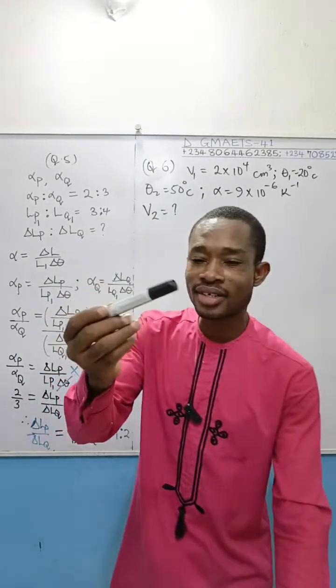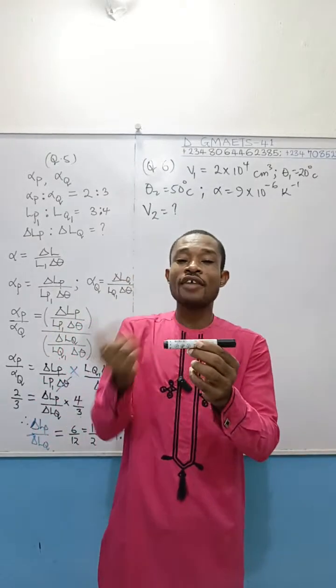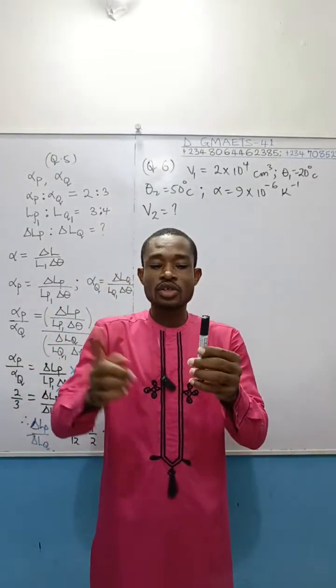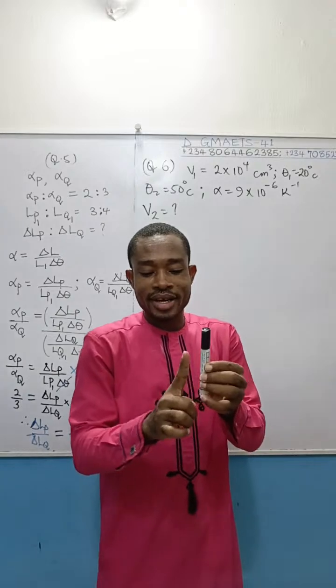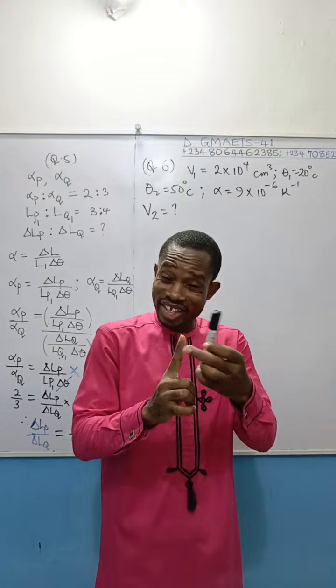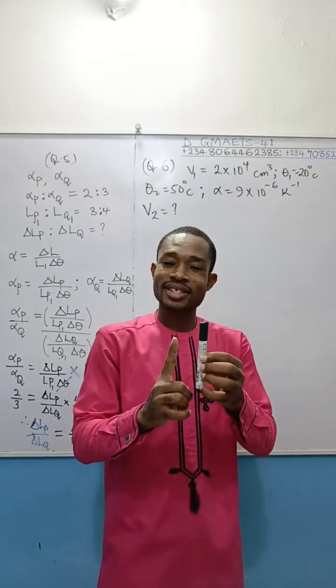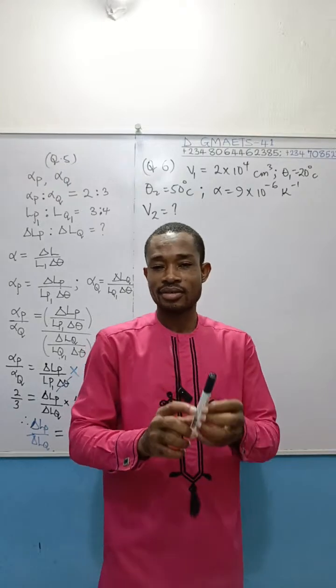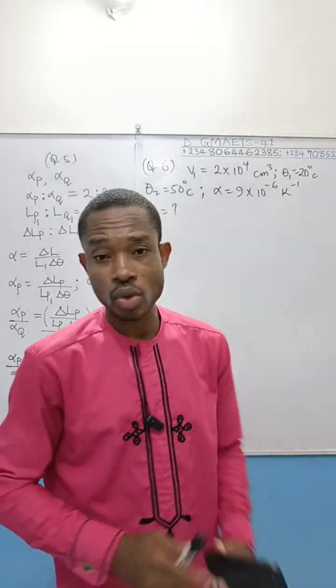Let's assume that this is the bottle and this is the initial volume. You now heat it, and let us assume that the volume now increased to this point. So the value at this point, the new volume here, is what they want you to get, not the increase. So V2 is what we are calculating for.